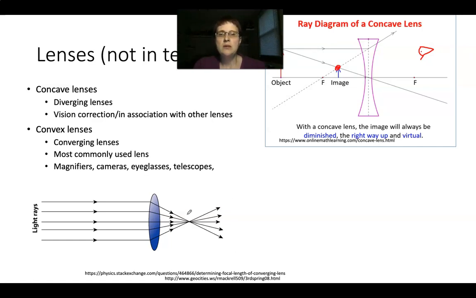And so this is why we use convex lenses, to be able to focus and make sharp images. Like I said, this is our most commonly used lens. So you're going to find them in things like magnifiers, cameras, eyeglasses, telescopes. I mean, all kinds of different pieces. Microscopes, I work on microscopes all the time, and this is the kind of lens that's mounted in a microscope.